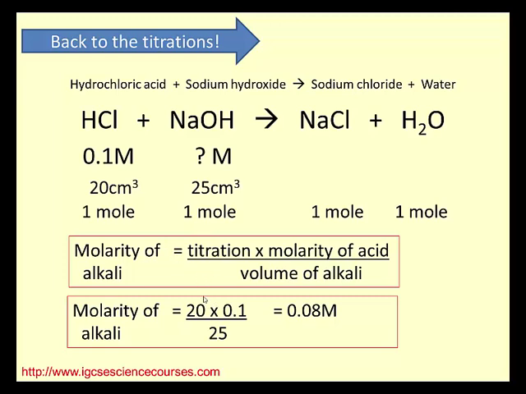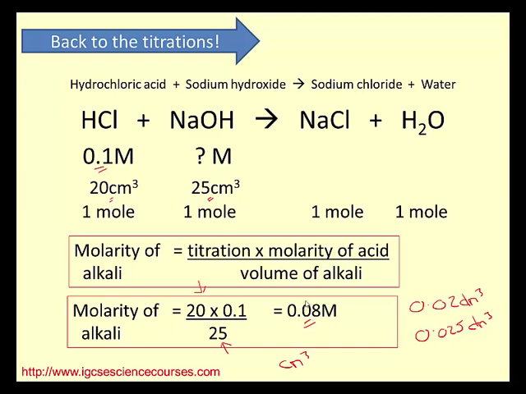Now, some books, some places, they'll convert this into litres. So 20 cubic centimetres would be 0.02 litres. Okay, and they might convert that into litres as well, and that would be 0.025 litres. But for our example here, we're leaving everything in cubic centimetres. Okay, doesn't make a difference. And 0.1, we know where that comes from, and the answer is 0.08. So 0.1 molar acid, 20 cc's, neutralizes 25 cc's of 0.08 molar alkali.